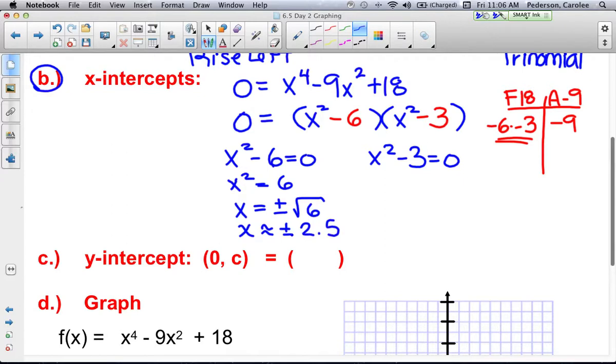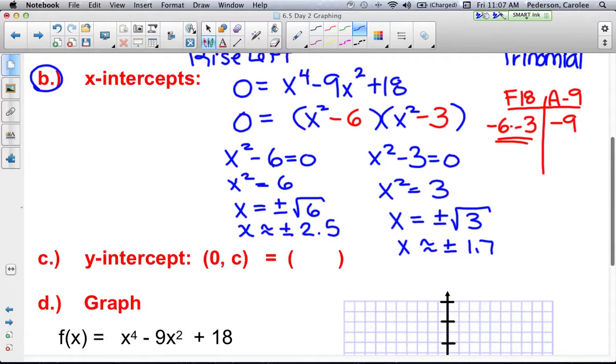Then we go over to the second equation, we do the same thing. Add 3. That's undoing the minus 3. Then we undo the squared, we square root it. Don't forget the plus and the minus. Now we square root 3, which x is approximately plus or minus 1.7. Do make sure you can do those with your calculator.